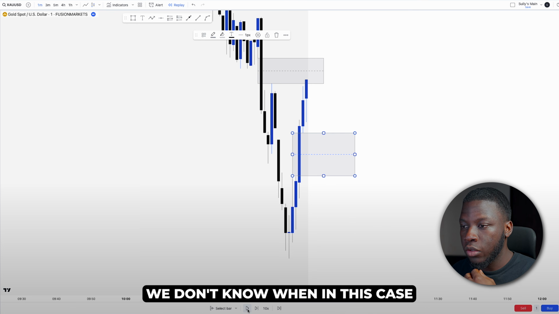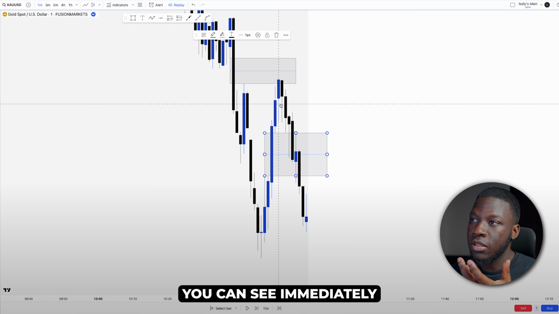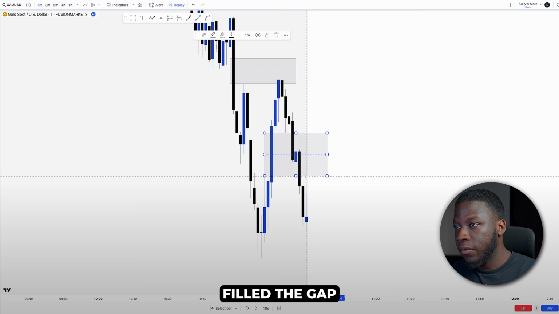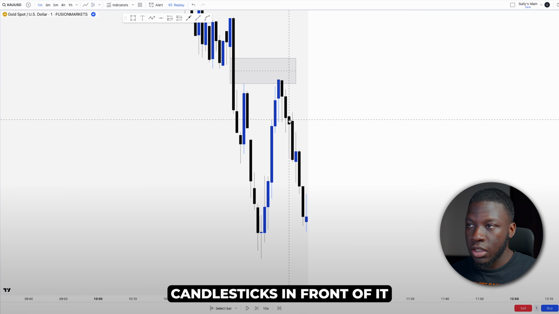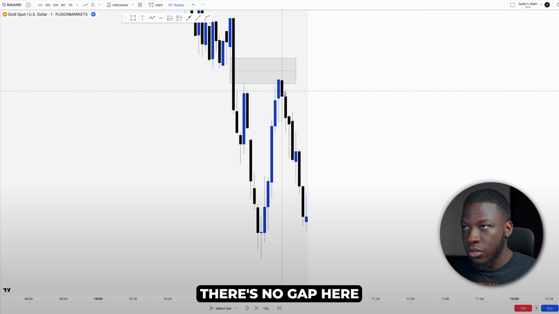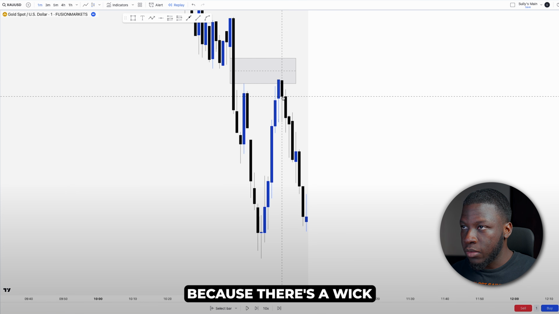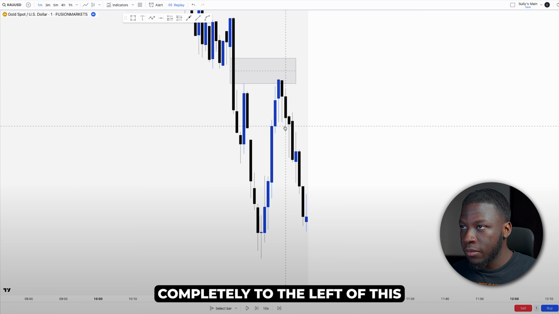You're going to see a ton of it. We don't know when. In this case, you can see immediately price has now come all the way in and filled the gap. So now when the gap is filled, it just means that there is some kind of candlesticks in front of it. So there is no gap here. Why is there no gap here? Because there's a wick completely to the left of this. So that means it's filled.